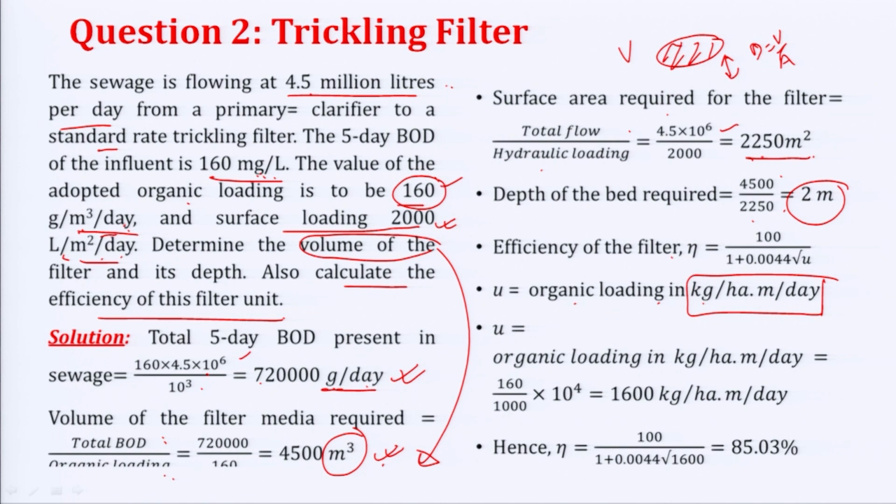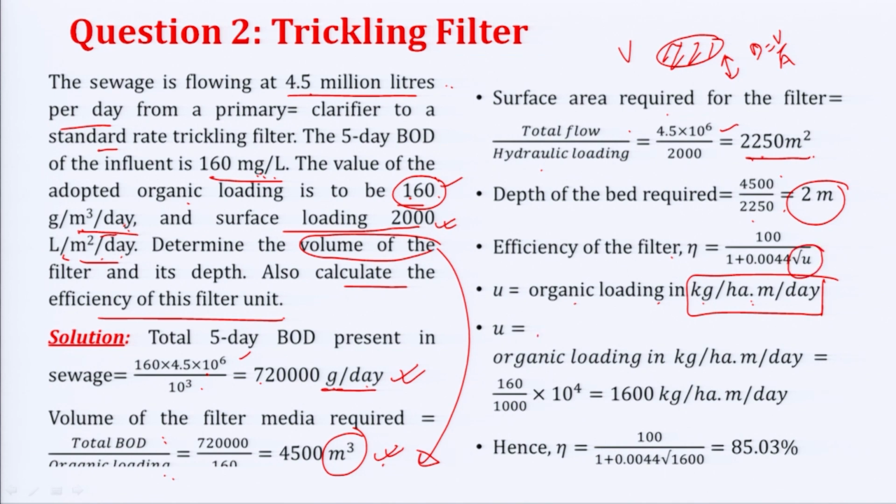Whatever is not given in hectare meter per day, you have to convert into hectare meter per day. So, what is the organic loading given here? Organic loading was 160 grams per meter square per day, right. So, you have to convert this to kg per hectare meter per day. You just require this value.